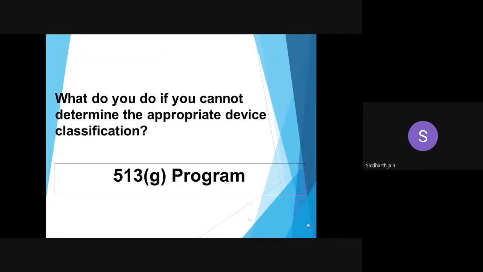Now next slide. So what do you do if you cannot determine the appropriate device classification? Suppose in many cases your product doesn't fit into any of the classifications, or you are not able to classify appropriately. Then there is a different program, we call it the 513(g) program. With the help of that, you can directly ask the US FDA about the process of getting the 510K registration for your products.